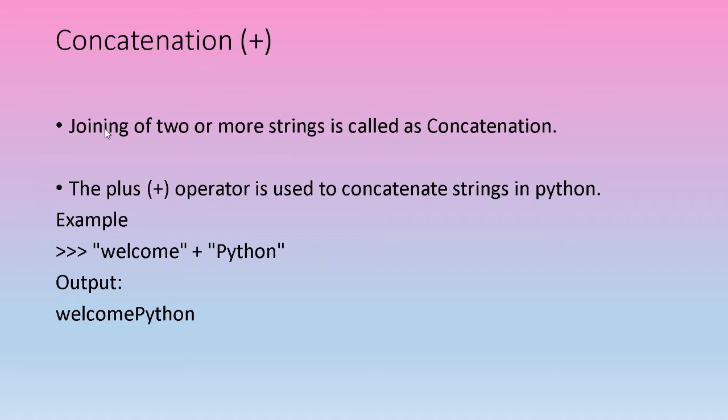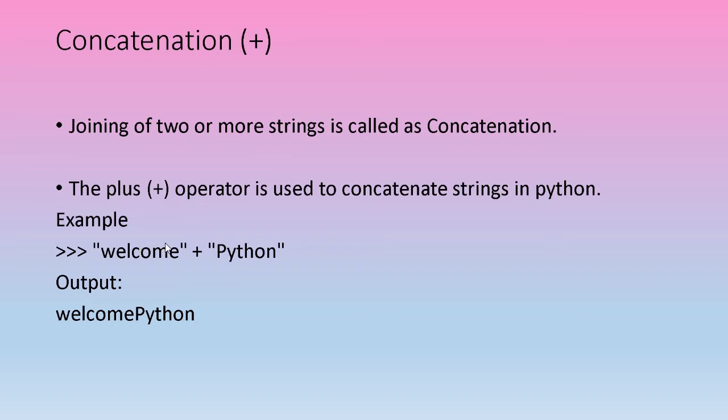First operator is concatenation. What do you mean by concatenation? Joining of two or more strings is called concatenation. That is, merging two or more strings is called concatenation. The plus operator is used to concatenate. For doing this operation, we can use the plus sign.